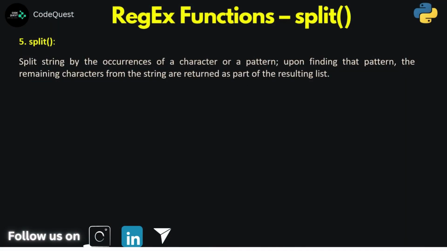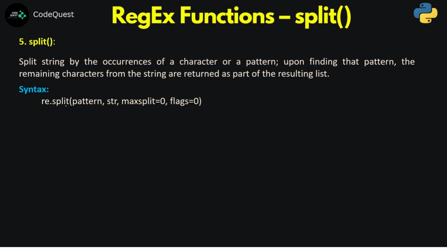The split function is going to split the string by the occurrences of a particular character or pattern. Upon finding that pattern, the remaining characters of the string will be written as part of the resulting list. Now, the syntax: the split function takes 4 parameters, out of which 2 are compulsory, that is your pattern and the string where you are going to apply this pattern.